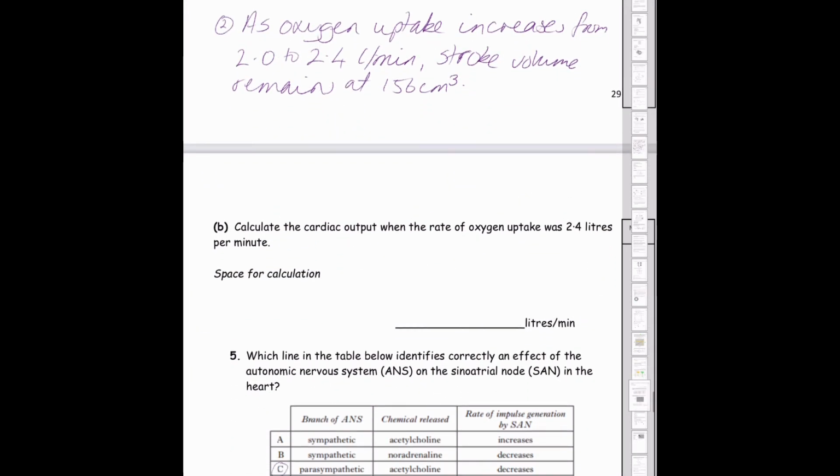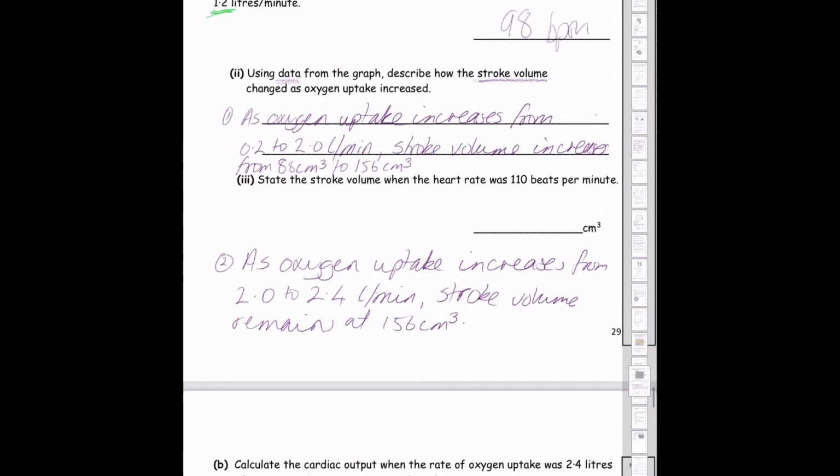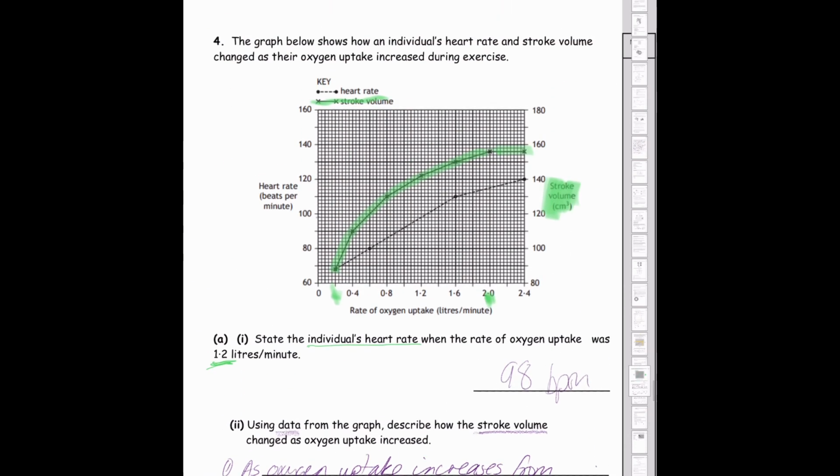There we go. Just write that in, 150 cubic centimetres. Right, part B, calculate the cardiac output when the rate of oxygen uptake was 2.4 litres per minute. So, cardiac output, if we remember, is CO equals heart rate times stroke volume. So we have got to read both the heart rate and the stroke volume off the graph. Okay, so 2.4 is right at the end here. Okay, this far right one.